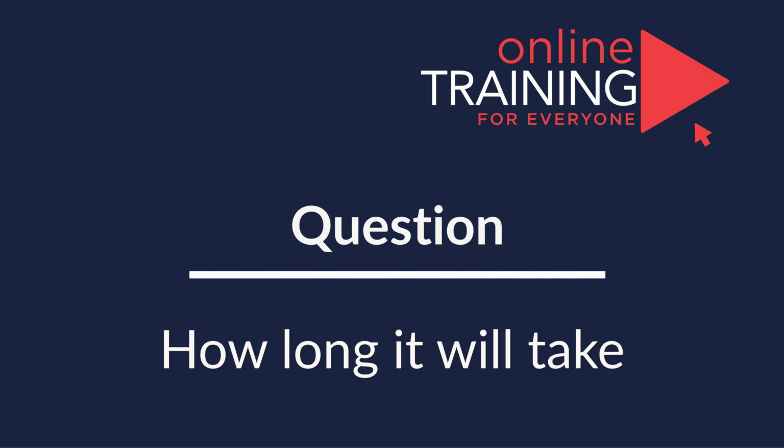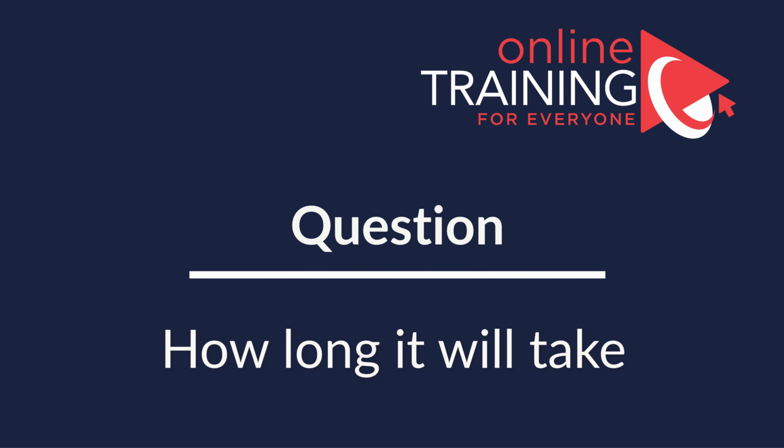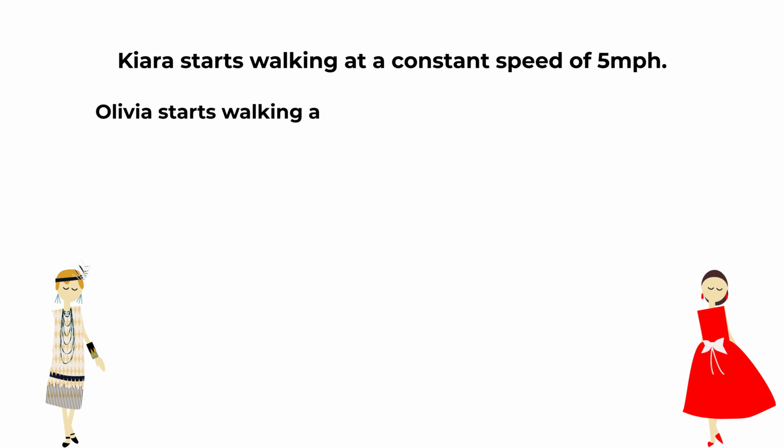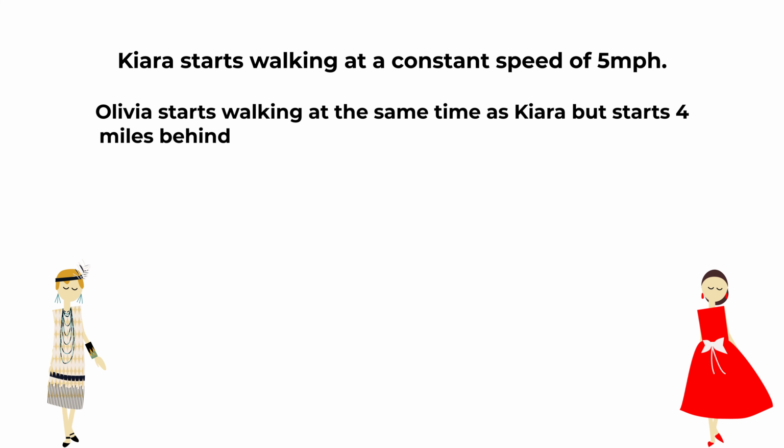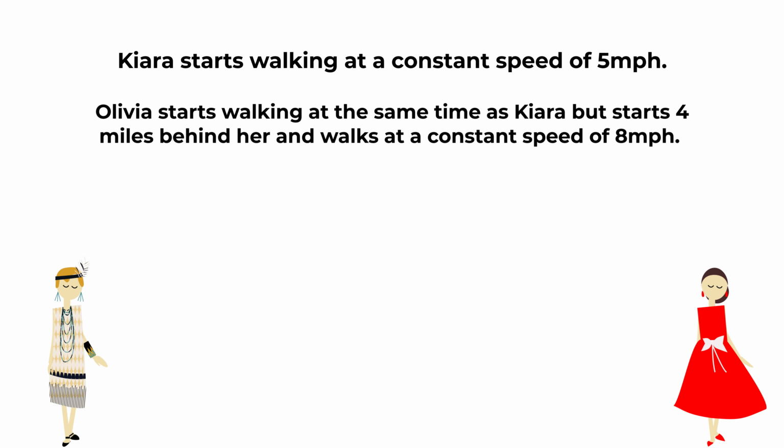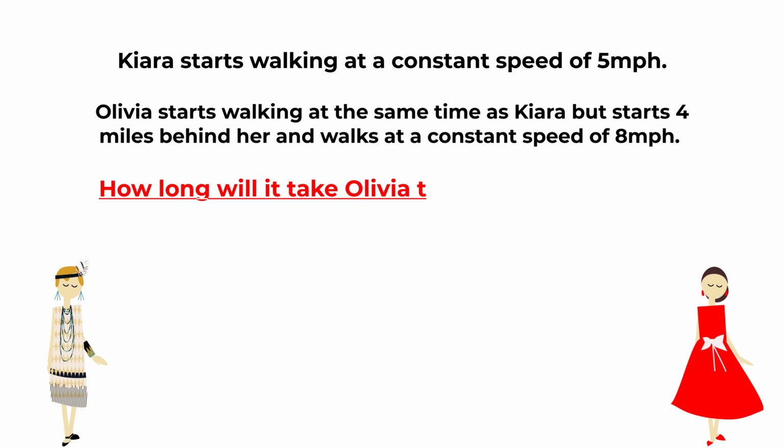Here's an interesting question we frequently see on the test. Kiara walks at the constant speed of 5 miles per hour. Olivia starts walking at the same time as Kiara, but starts 4 miles behind her and walks at a constant speed of 8 miles per hour. How long will it take for Kiara to catch up with Olivia? You're presented with 4 different choices.